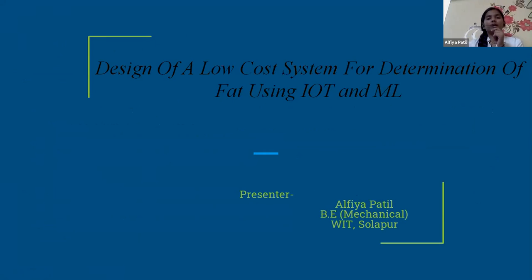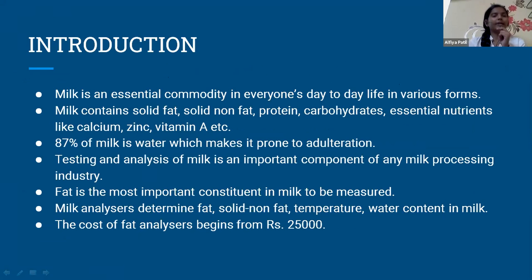Good afternoon, everyone. I am Alfia Patil from Virchand Institute of Technology, Solapur. My work is on design of a low-cost system for determination of fat using IoT and ML. Basically, this idea came to our head when we were looking for our final year project ideas, and we saw that farmers go and get their milk fat checked before selling it to the vendors from where it is sent to the industries where milk is packaged. But the machines which are used for the fat measurement in these industries are pretty expensive. And as you can see, I have mentioned here, they start from about 25,000, and in bigger industries, they are available in lakhs as well.